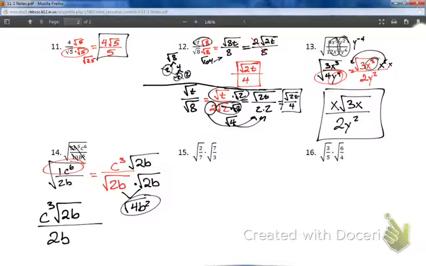Don't get overzealous here and try to reduce the 2b's. One's a whole number and one's a radical, so they don't reduce. You do need to check here though to see if the whole number parts reduce, and obviously c to the 3rd over 2b does not have anything that reduces, so you're just done where it was. Alright, problem number 15.